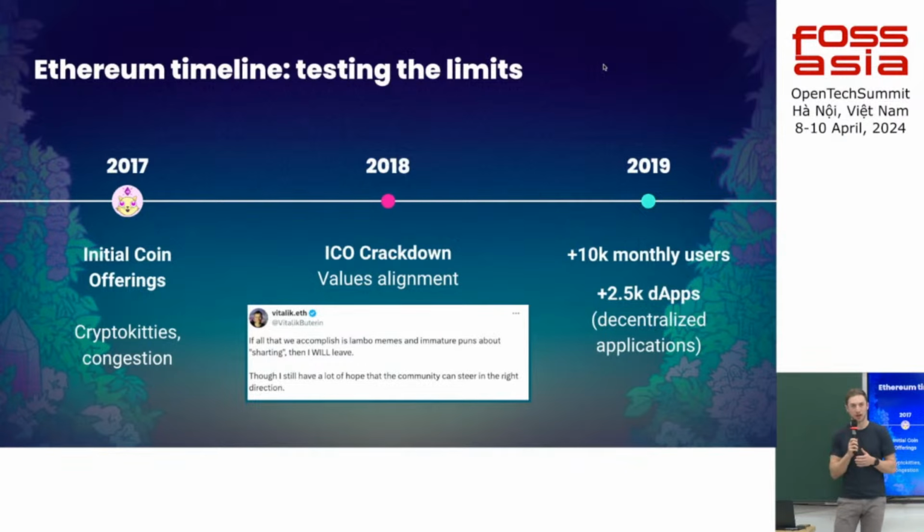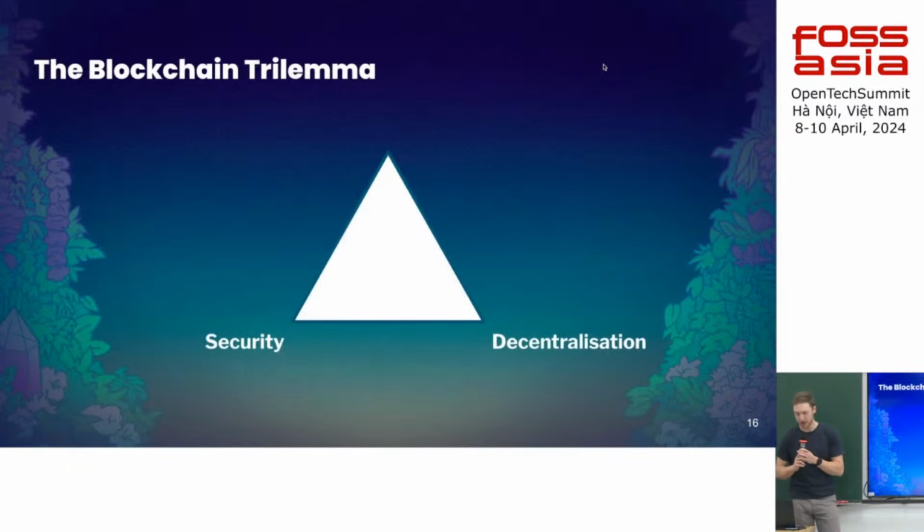In 2019, the ICO slowed down, and we felt the need to realign a little bit the values of the ecosystem. And there was this very famous tweet from Vitalik that says that if all we accomplish is Lambo memes and immature puns about charting, then I will leave. Spoiler alert, he's still around, so I think we redirected quite well. In 2019, we ended up having a lot of users and a lot of applications built on Ethereum, and we were moving in the right direction.